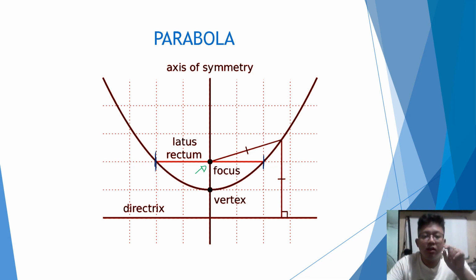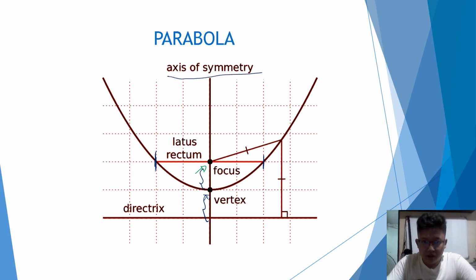Next, we have the focus, then the vertex is here. The directrix is the one behind the vertex, or behind the parabola. It has the same length from the vertex as the focus does. So the distance from the focus to the vertex is the same as the distance from the vertex to the directrix. That's all we need to know, or that's what was said in our definition. We also have the axis of symmetry.